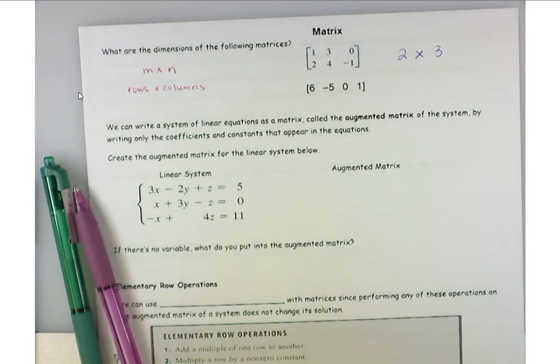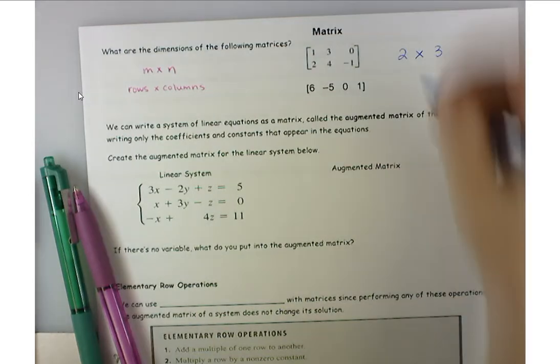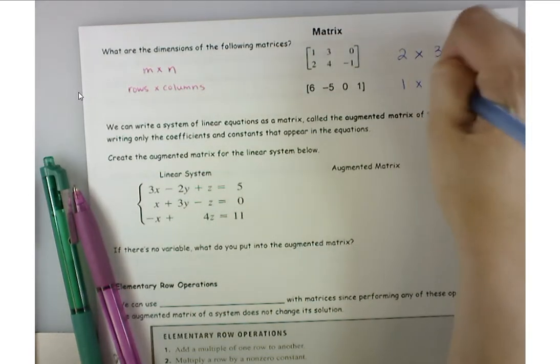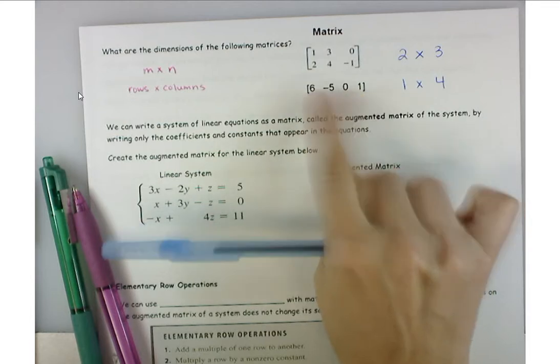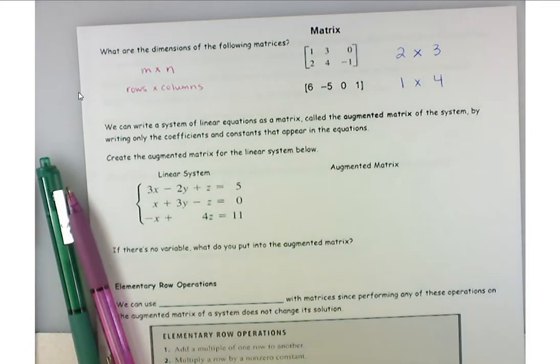Okay, and then Vangai, what do you think the second one is? Yep, so it's going to be a 1 by 4 because there is one row and there are 1, 2, 3, 4 columns. Okay, do you guys have questions about that?